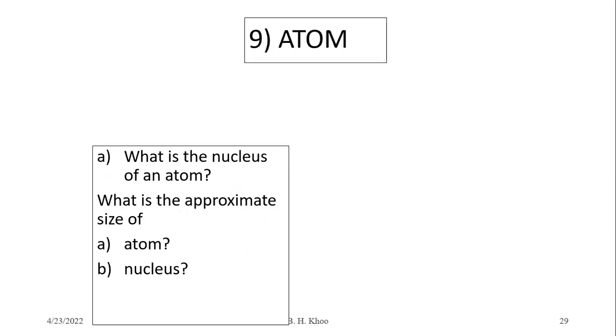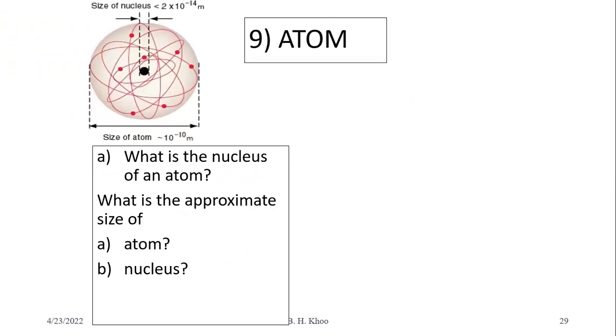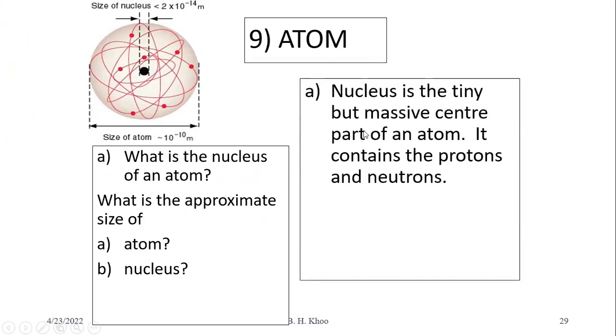Okay, atom. Just review your STPM work. What is the nucleus of an atom? You should be able to tell. The nucleus is the tiny, massive center of an atom. It contains the protons and neutrons. That's the nucleus. That's the approximate size of the atom. The nucleus is about 10 to the power minus 14. You don't need to know that, but that's roughly for your general knowledge.